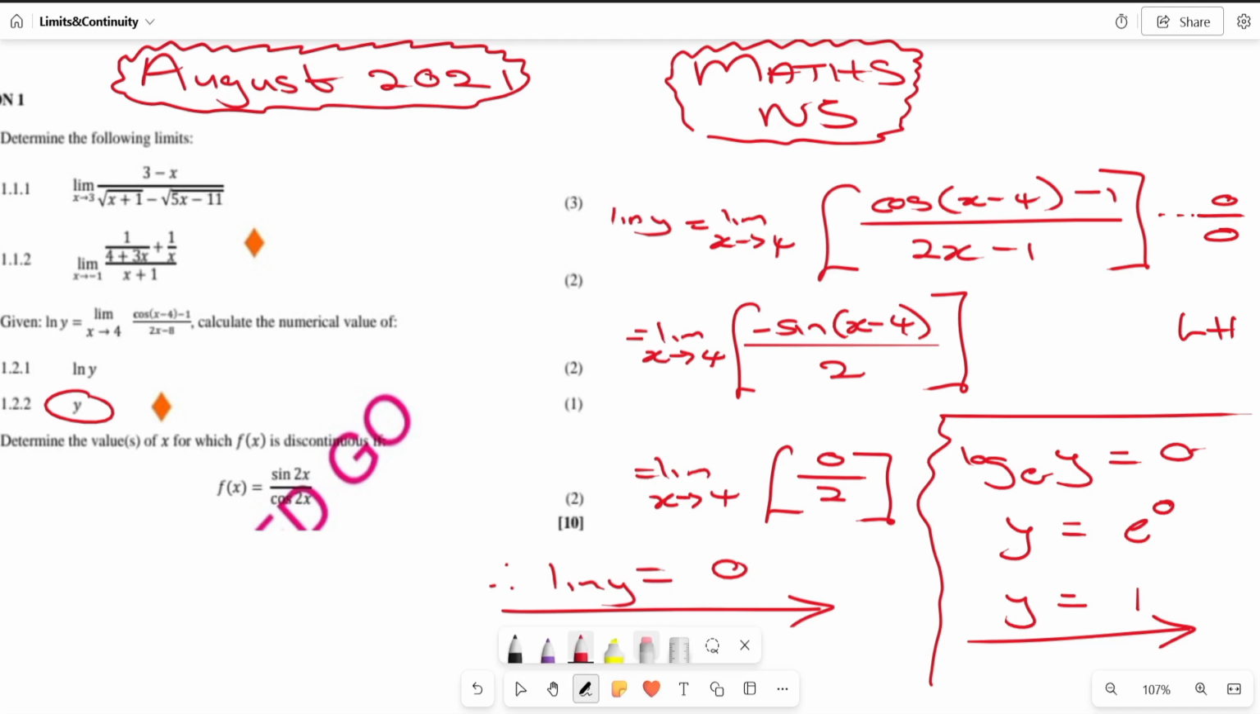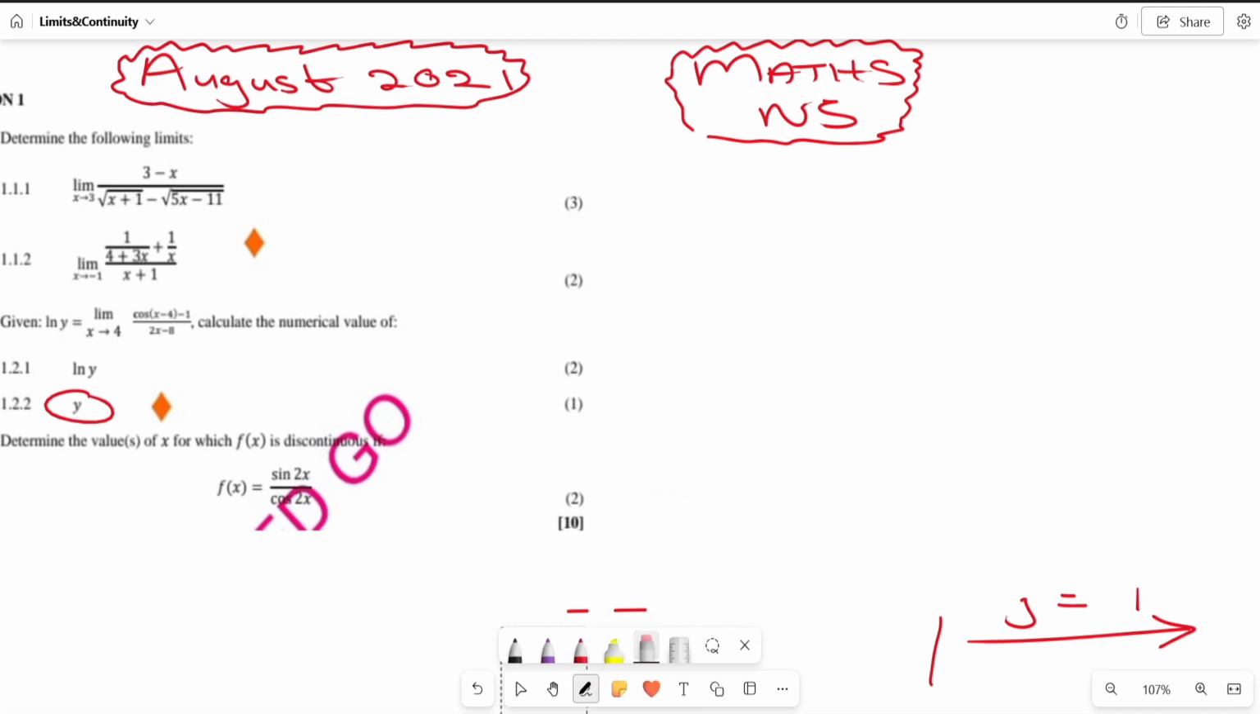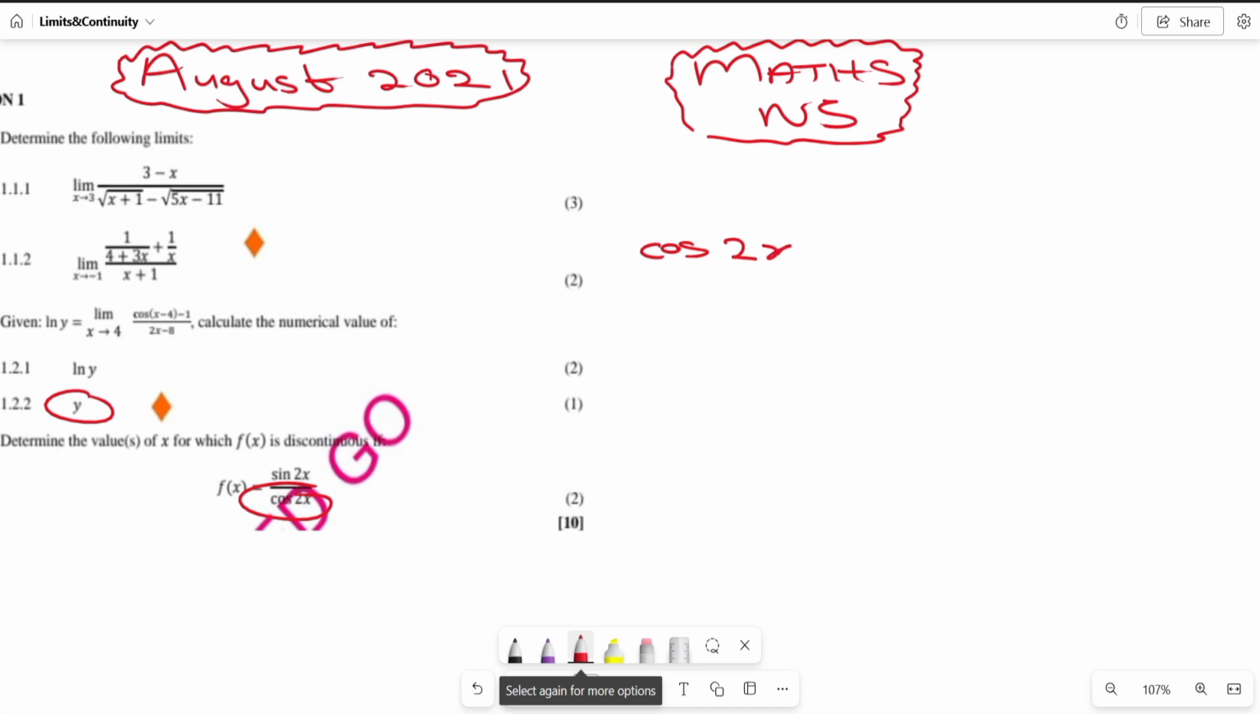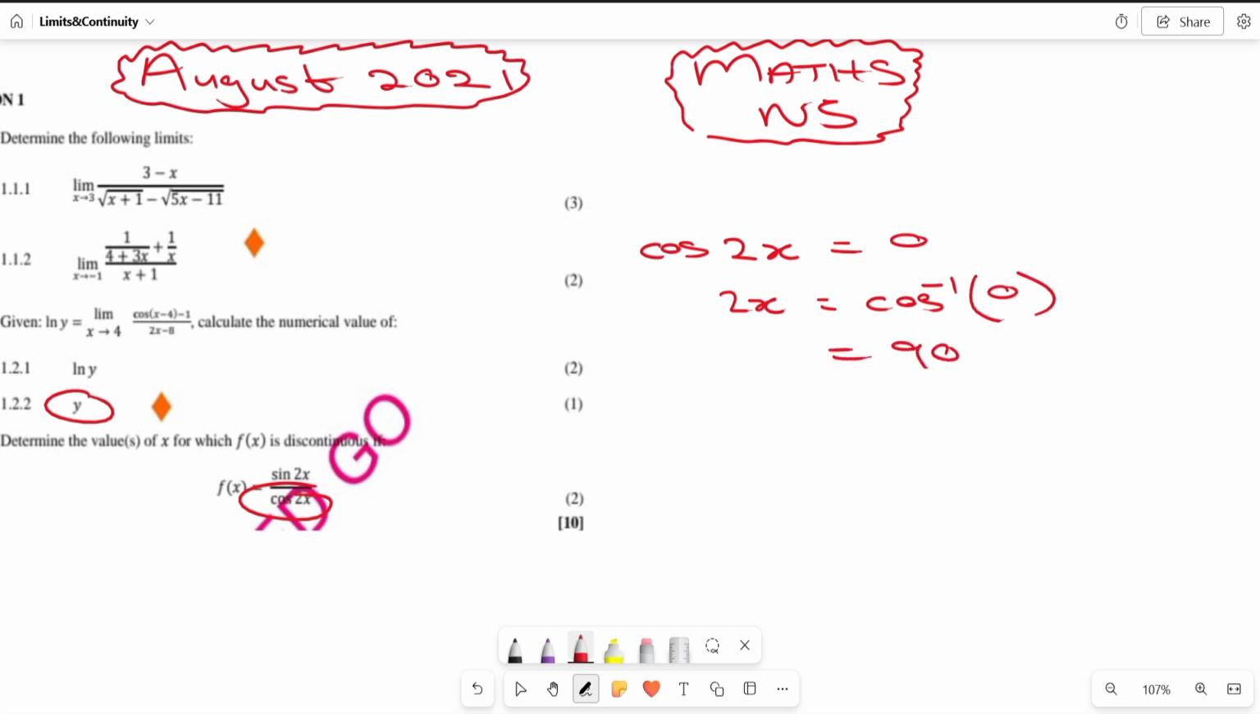Now, moving on, for the last part of it, what we're doing next is very simple. We just need to find out the value of x for which this function is discontinuous. We need to equate the denominator to 0. So we'll say cos 2x is equal to 0. Guys, this is like solving for the general solution. So you'll say 2x is equal to shift cos of 0, the answer is going to be 90. So 90 is our reference angle.